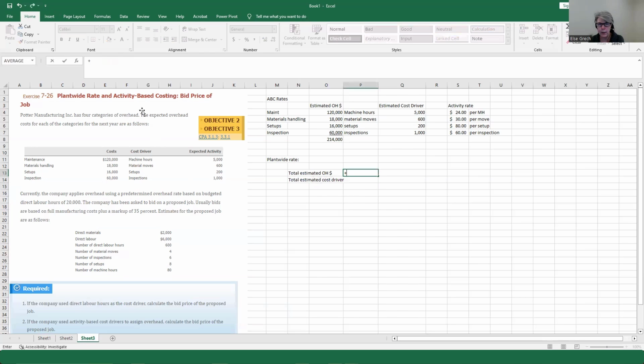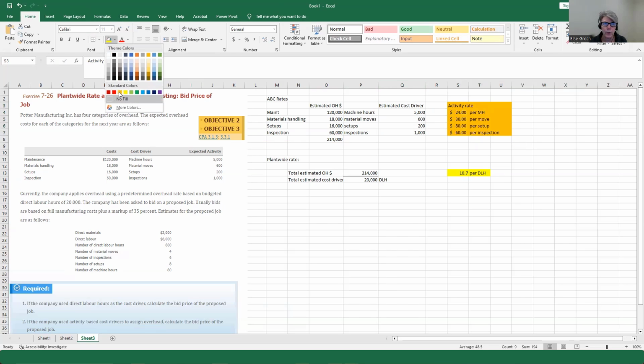Here, the total overhead is going to be the 214, because remember, it doesn't change. We're still using the same total, but we're dividing it only by the estimated direct labor hours, which is 20,000. So I'm going to take that 20,000 direct labor hours, and this will get me my activity rate. 214,000 divided by 20, it's $10.70 per direct labor hour. So we've got our plant-wide rate. I'm going to highlight that in yellow. And we have all our activity rates, right? We're going to highlight that in orange. There we go.